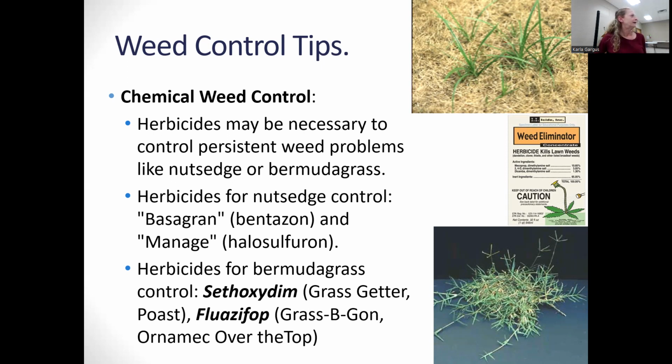Eventually, by depriving it of sunlight, that's going to kill the roots of the plant. But Bermuda grass is so aggressive. And it grows deep. I mean, it grows deep into the soil.